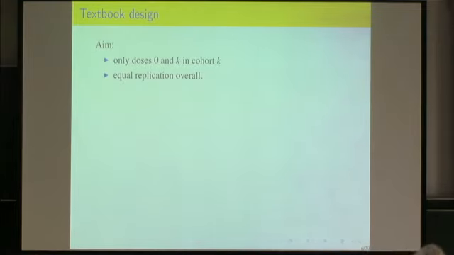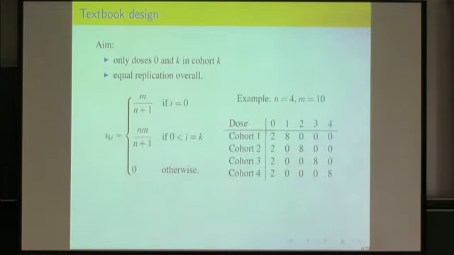So now let's look at the design. It's called the textbook design because it is the one in the medical textbook. You remember, it's the placebo and dose K that are all you put in cohort K. But everyone knows you should go for equal replication, so you aim for that. So that's the formula. What does it look like?